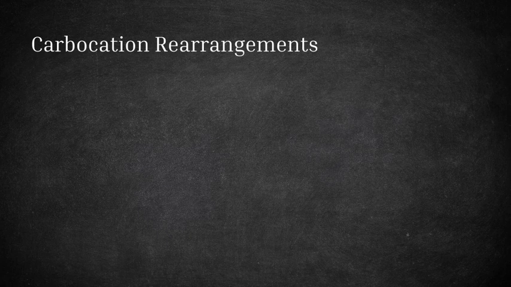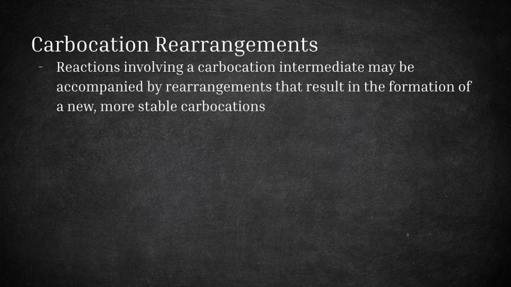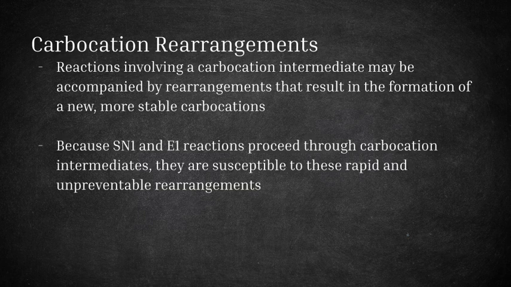The final important concept in carbocation chemistry that we will discuss is carbocation rearrangements. Reactions involving a carbocation intermediate may be accompanied by rearrangements where a pair of electrons from an adjacent bond migrate toward the positively charged carbon, resulting in the formation of a new, more stable carbocation. Substrates with carbocations will often rapidly undergo these rearrangements to make the more stable carbocation intermediate before proceeding to the next step in the reaction, ultimately leading to the final product. Because SN1 and E1 reactions proceed through a carbocation intermediate, they are susceptible to these rapid and unpreventable rearrangements.